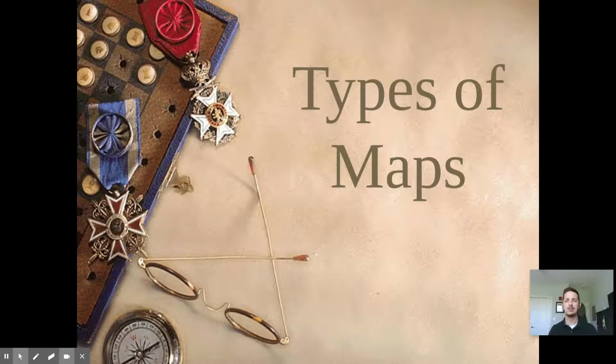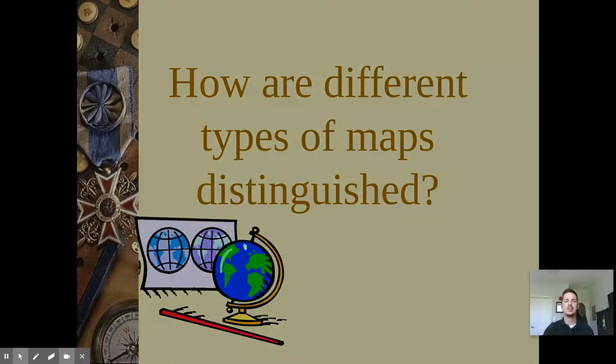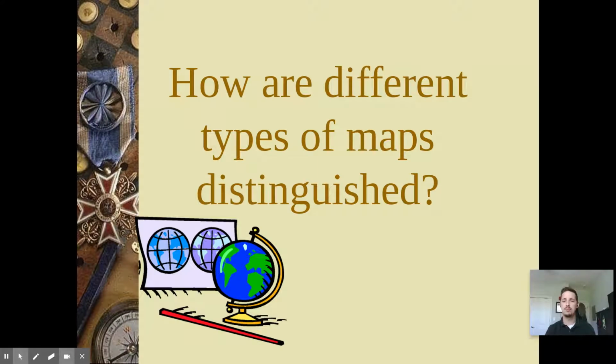Today, we're going to talk about types of maps. So, the question I want to pose to you all is: how are different types of maps distinguished? How do we know one type of map from the other? It's all the world, right? I mean, yes, but no. So, we're going to talk about it.